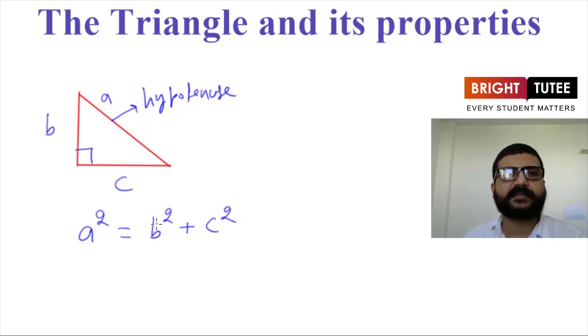And we have seen its converse also. What was the converse? It says, if in a triangle, the square of any side is equal to the sum of the squares of the other two sides, then the triangle is a right angle triangle. This is the converse of the Pythagoras theorem. And we have seen a few questions based on these two properties. Now in this video also we are going to see many more questions based on Pythagoras property and its converse. So let's start now.